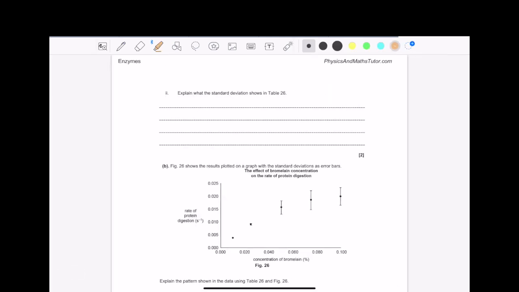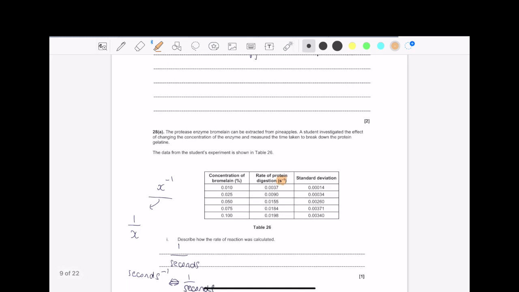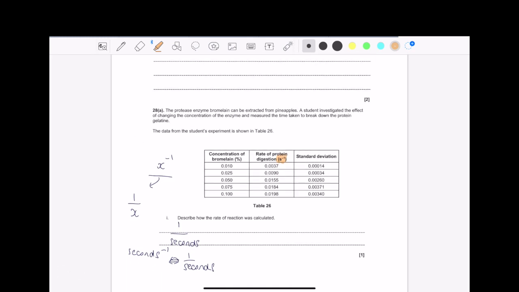Next one. Explain what the standard deviation shows in table 26. What I'd like to do is straight away define what standard deviation is, as I know that always carries a mark. And I would be like, well, you know what? Standard deviation shows the spread of data around the mean.